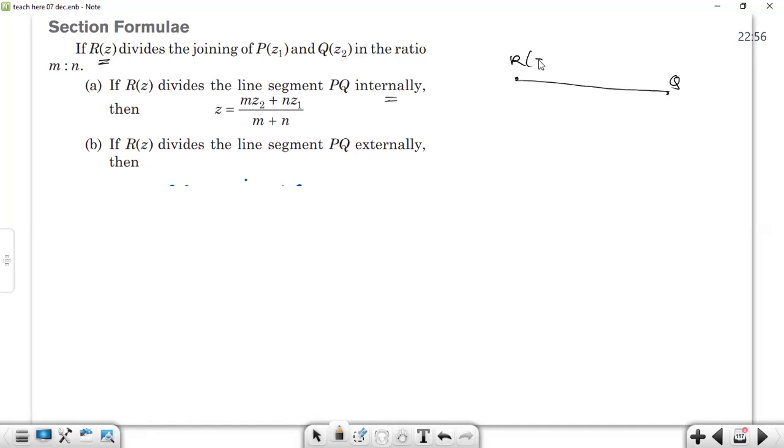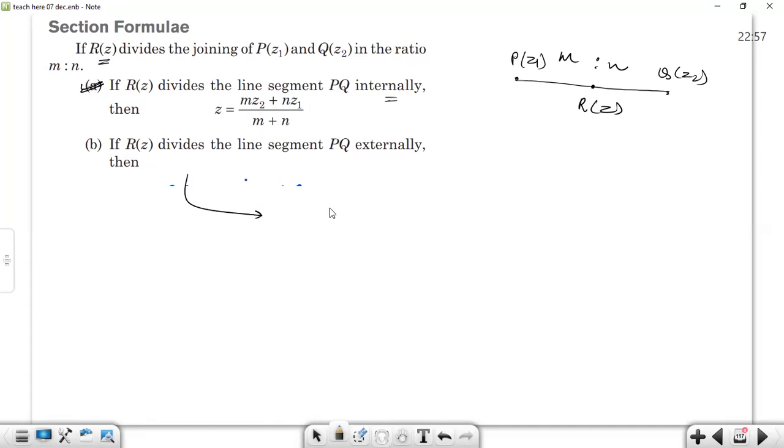P represents the Z1 complex number. Q represents the Z2 complex number. There is another complex number on this particular straight line represented by Z. So if we say that this point is dividing PQ internally in the ratio m is to n, then the Z complex number can be represented by (m·Z2 + n·Z1) / (m + n). So this is the first case, where internal division is happening.